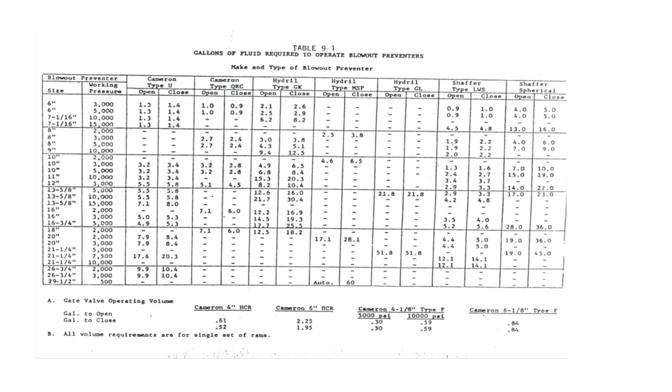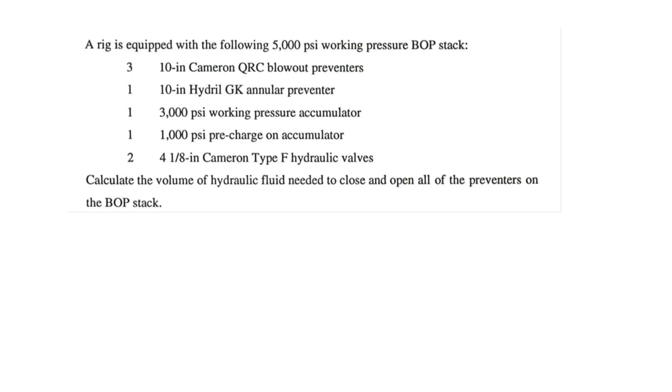Here we see a table that gives us, based on the type of ram and its size and its working pressure, the number of gallons to open and close that ram or that valve. So an example: a rig is equipped with a 5,000 pound BOP that's got 3 10-inch Cameron blowout preventers, 1 high drill, 1 accumulator. The accumulator's pre-charged 1,000. The accumulator's working pressure is 3,000. So the Cameron Type F hydraulic valves would be the valve on the choke line, the HCR, and the valve on the kill line.